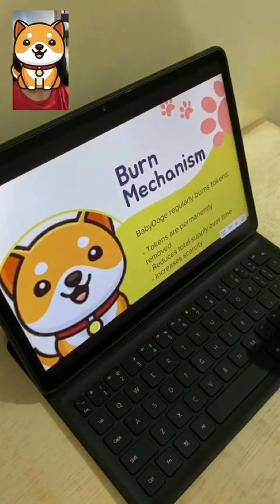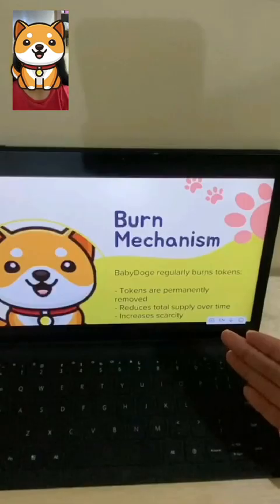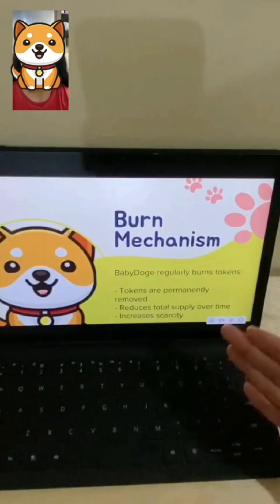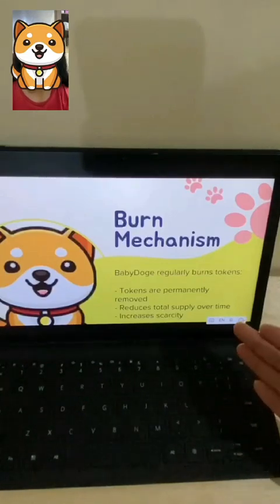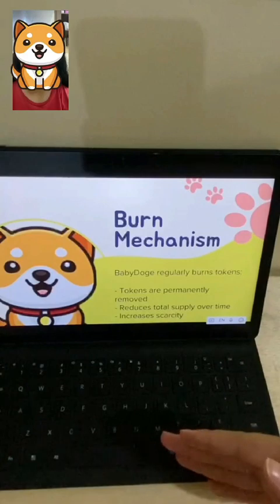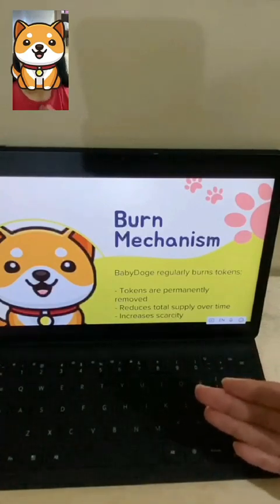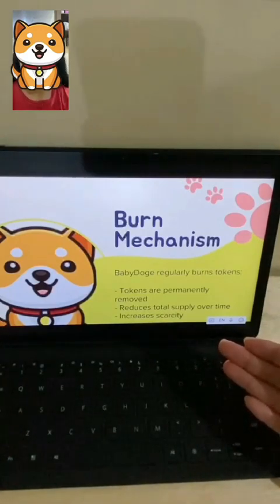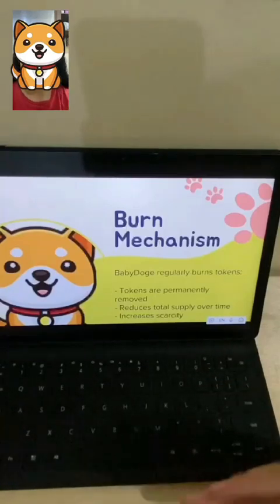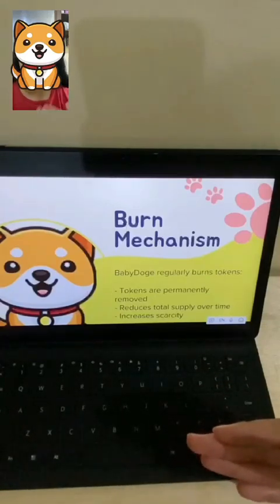And there is also what we call the burn mechanism, where Baby Dutch regularly burns tokens. The tokens are permanently removed. This also reduces total supply over time and increases scarcity.